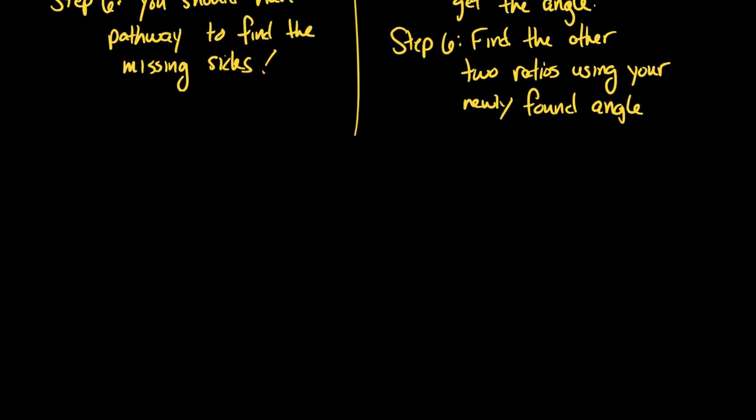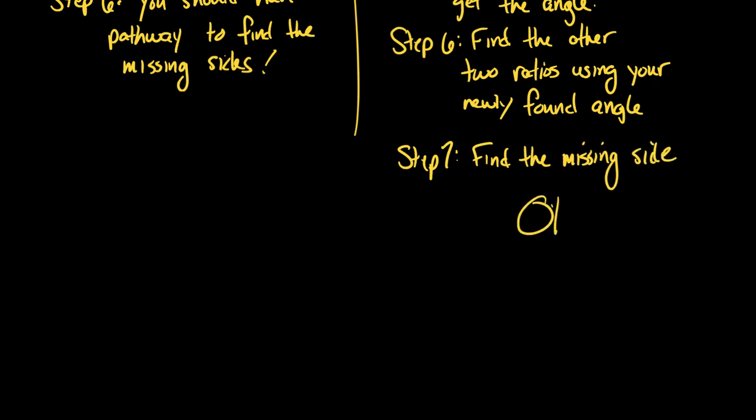Find the other 2 ratios using your newly found angle. That way you can find the missing side. Or O squared plus A squared equals H squared will find the missing side. You can either do these things or you can do that.